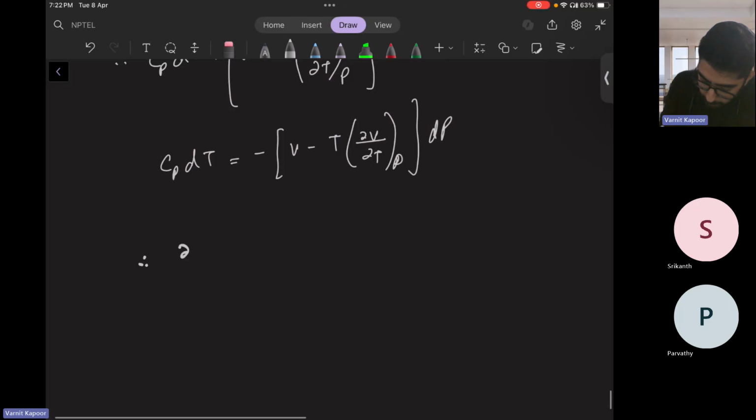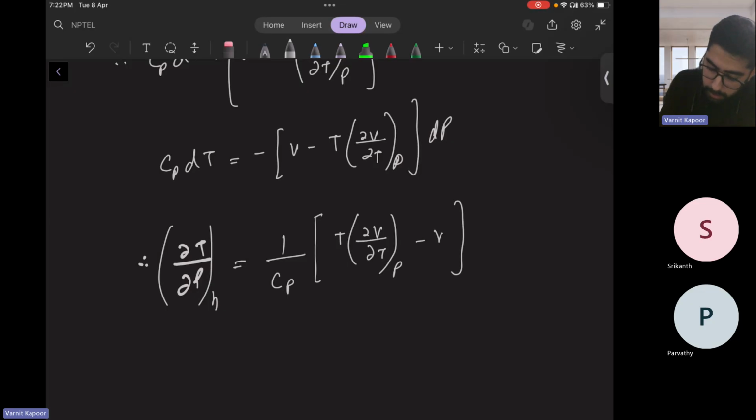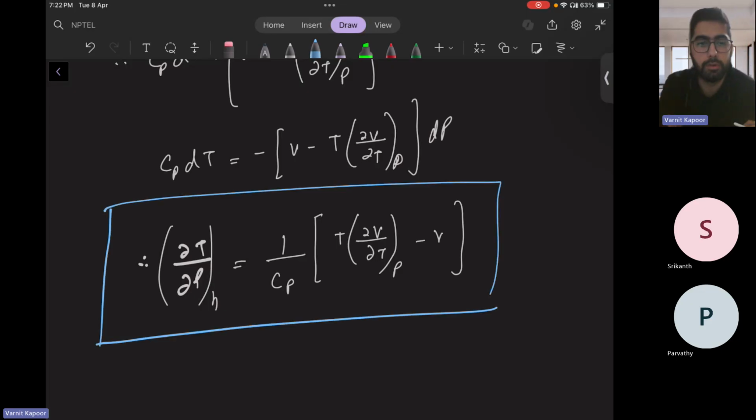Therefore, dou T by dou P at constant enthalpy is nothing but 1 by Cp into (T dou V by dou T at constant pressure minus V). This is your final relationship, which is required. This is your Joule-Thomson coefficient. Okay.